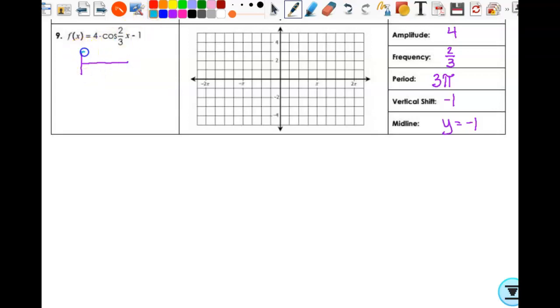This is cosine, so my parent function looks like this. Here's my midline. Start on the y-axis, up from the midline. Remember, always go from the midline, whatever the amplitude is. So I start at the midline and go up 1, 2, 3, 4. All right, you get those other points on there. See how many other anchor points you can plot.